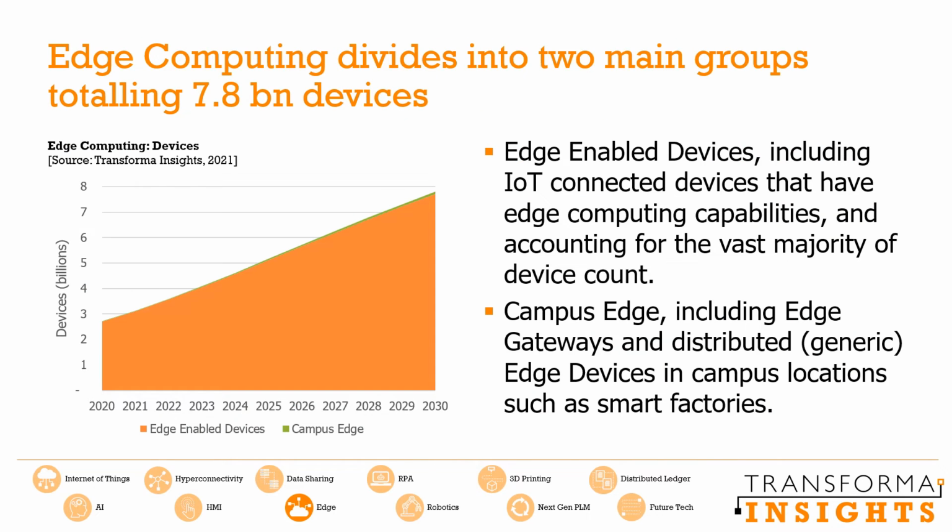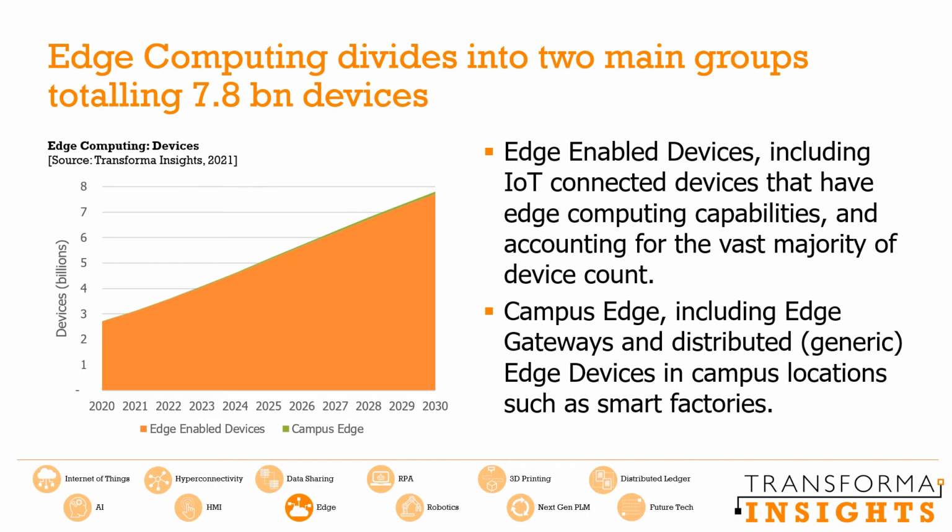I want to talk a little about some forecasts for edge adoption now, and we think that edge computing divides into two main groups of devices, totaling about 7.8 billion devices. There's the edge-enabled devices, which include IoT-connected devices that have edge computing capabilities, and they account for the vast majority of the device count. They're in orange on the chart on the left. There's also campus edge, including edge gateways and distributed generic edge devices in campus locations such as smart factories, and that's the little green sliver you can see on top of the orange on the left hand side.